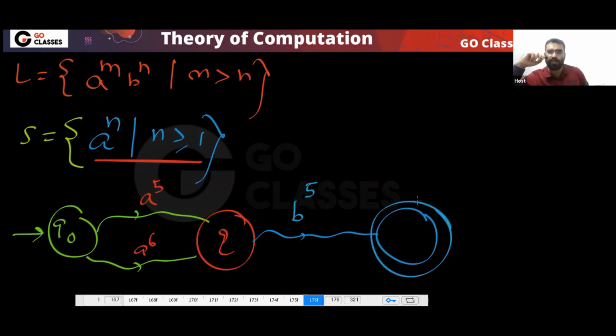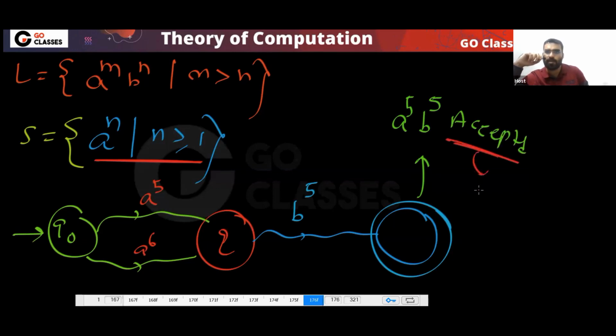And if you go to final state, there is a problem. What is the problem? A power 5, B power 5 accepted. Is there any problem? Yes, again, there is a problem. Should this be accepted? There is a problem. This should not be accepted. So did you understand? This extension will create the problem.